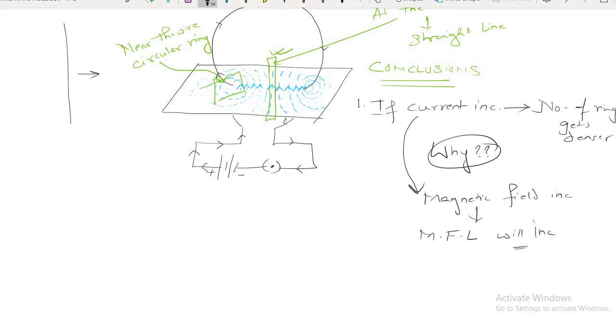Try to understand what I am trying to say to you. We are studying the chapter magnetic effects of electric current. That means if current increases, then magnetic field increases. As magnetic field increases, magnetic field lines will increase. As magnetic field lines increase, the number of rings also gets denser. Understood? Okay. This is the first conclusion.